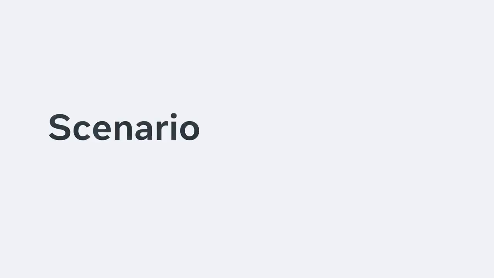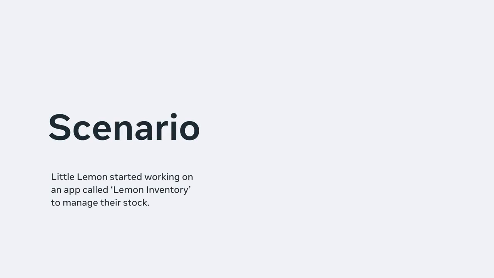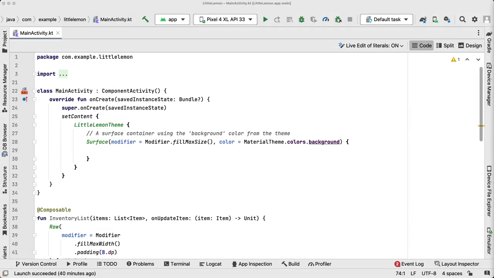In this video, you will learn how to connect the user interface state to a Room database. Little Lemon started working on an app called Lemon Inventory to manage their stock. So far, I've added an inventory list and inventory item composables.